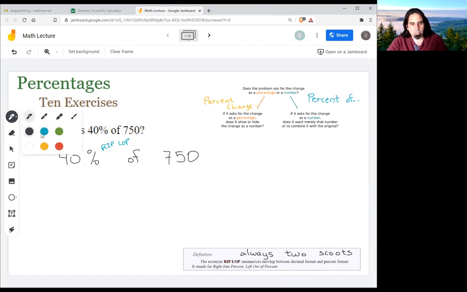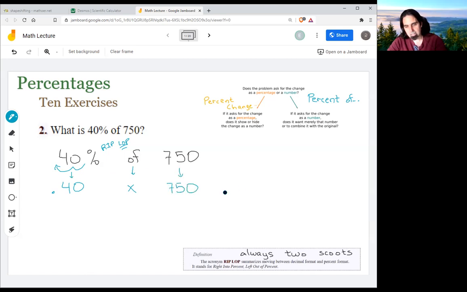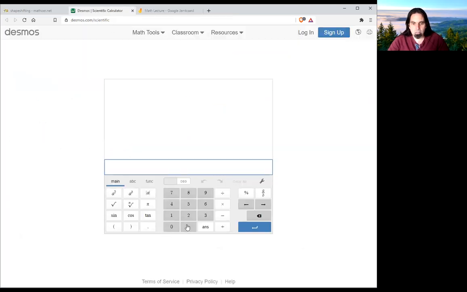So we're going left out of percent. We're in percent, we want to get out. So 2 scoots to the left, and we get 0.4 or 0.40, they're the same. Of we're going to translate into multiply. And then 750, that's just a number that stays 750. And at that point, it's our calculator's job to finish up. So 0.4 times 750. And 300 is my answer.